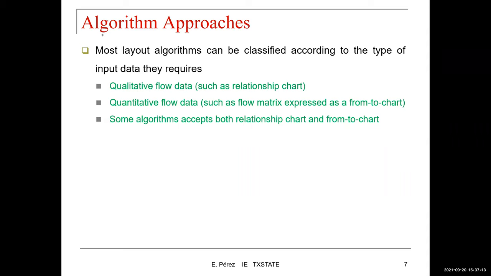And then some algorithms accept both relationship charts and also the from-to chart. So the from-to chart basically gives us some idea in terms of the interactions that are happening between departments. So how much flow you have between department A and department B. The higher the flow, you want to have those departments close to each other.